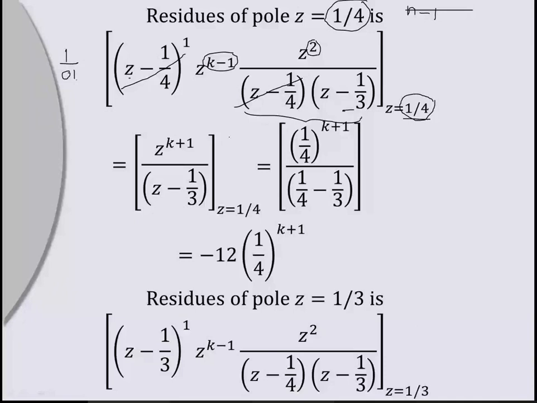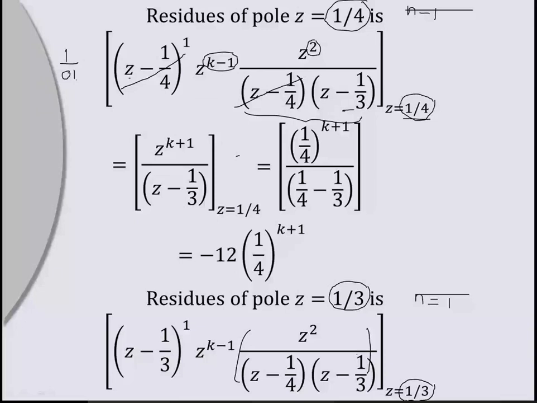A is 1 by 3. N is 1. Okay, so it is 1 upon 0 factorial, that is 1, 0 derivative, z minus a raised to n, that is z minus 1 by 3 raised to 1, z raised to k minus 1 into f of z. All this term is f of z at z equal to a, 1 by 3.